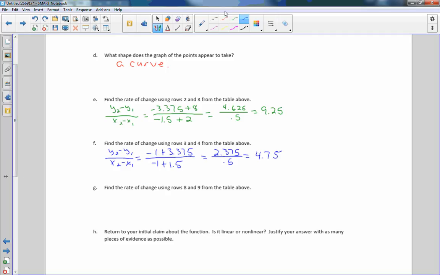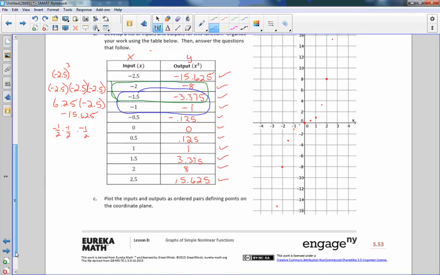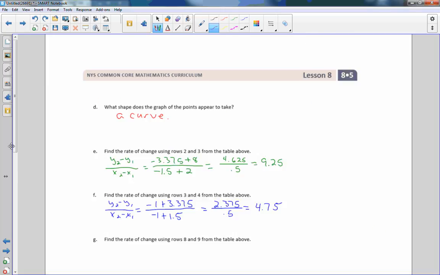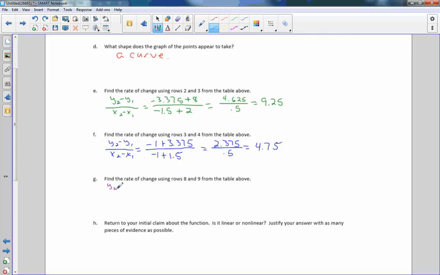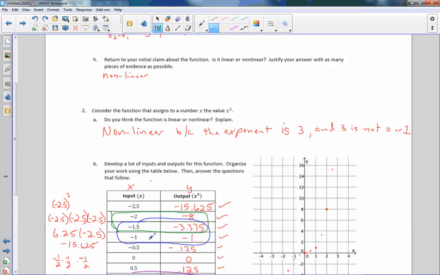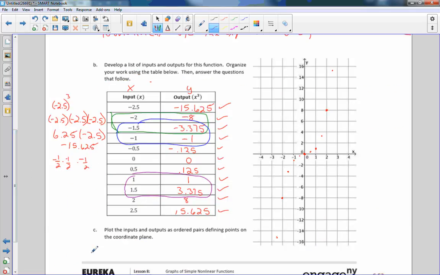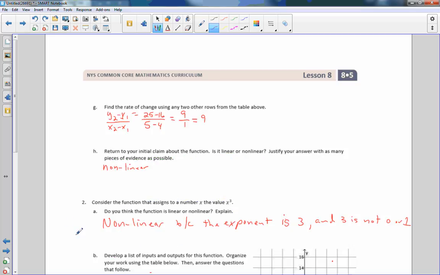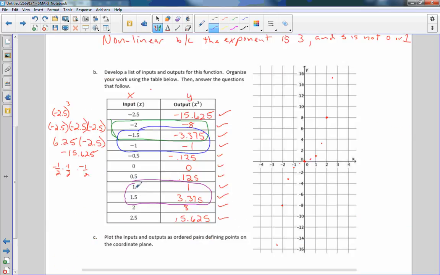Find the rate of change using rows 8 and 9. I'll do that one in purple. So row 8 and 9. 1, 2, 3, 4, 5, 6, 7, 8, 9 is right here. So 3.375 minus 1. Again, I'm going to write this out. y2 minus y1 divided by x2 minus x1. Okay. So it is 3.375 minus 1 over 1.5 minus 1.